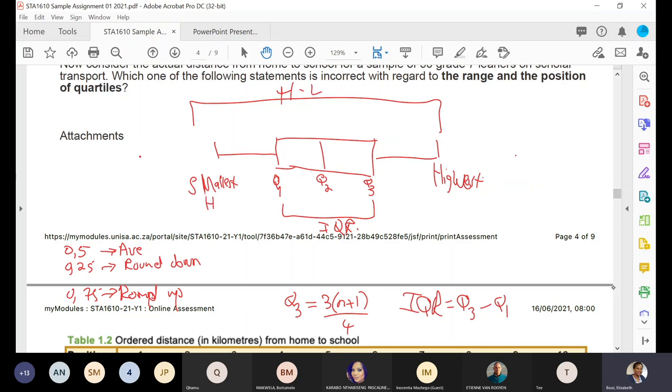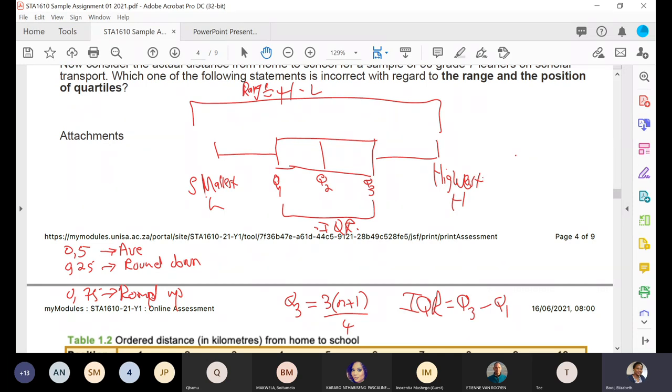So, this is low. Smallest is low and highest. So you can also compare which one is bigger, between the range or the interquartile range. You will see that the range will always tell you the range of your data, and the interquartile range will just tell you the range of your quartiles.